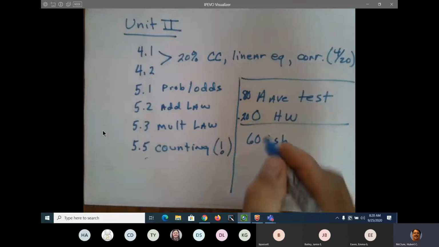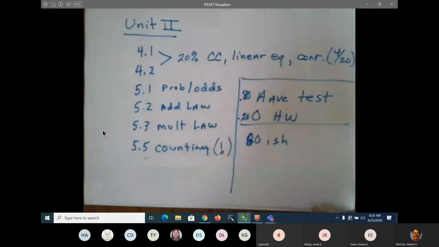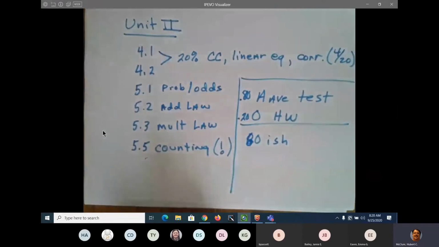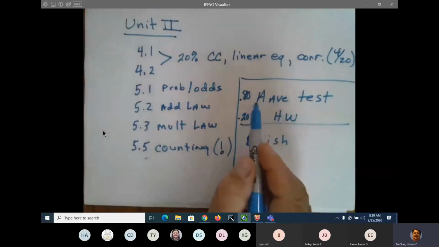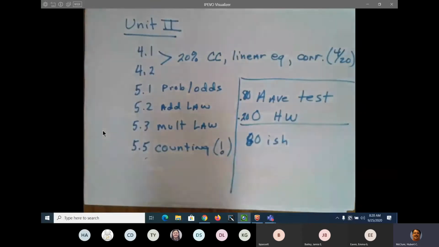I'm sorry, not a 60, an 80. Okay? So I'm going to go ahead and tell you this right now. If you're not going to do the homework, which some of y'all are not doing, then if you have an A average, you're going to get a B in the class. If you have a B average, that would be a D. Okay, so you're going to drop 2 letter grades.